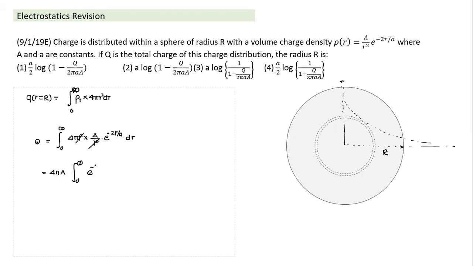It is equal to e raised to the power minus 2r by a, with appropriate limits. So this becomes equal to 4 pi a. And it is easy to integrate the exponential. It will become equal to e raised to the power minus 2r by a divided by, yes, Group. So the limits are 0 to r, right? Because they give a sphere of radius r, right?